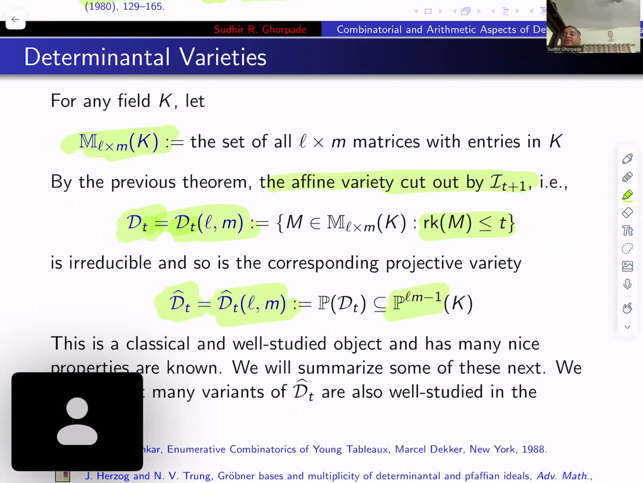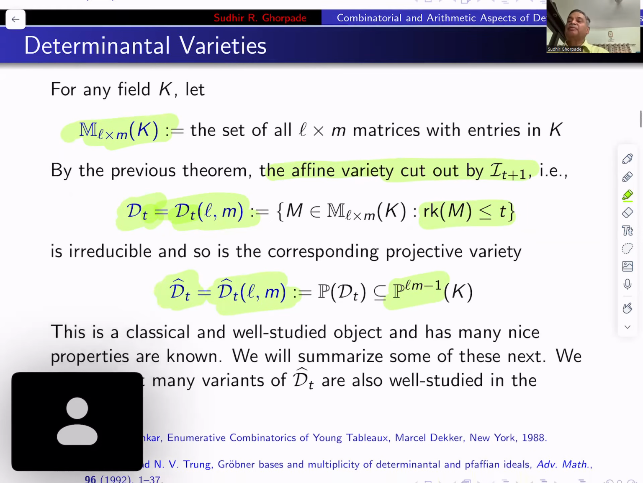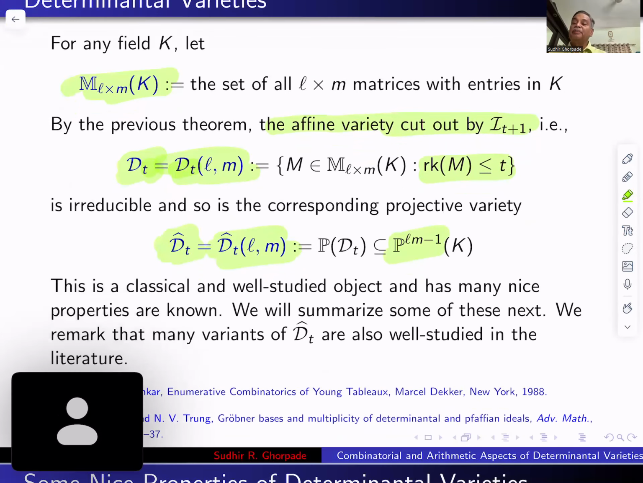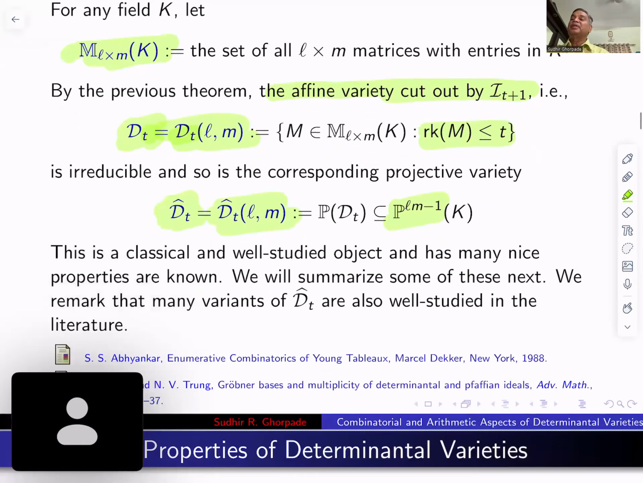This is an extremely classical and very well-studied object, which arises in many parts of mathematics, especially commutative algebra, algebraic geometry, invariant theory, combinatorics, representation theory, and so on. And not surprisingly, many nice properties are known. I'm going to summarize some of them. I just want to list here two basic references.